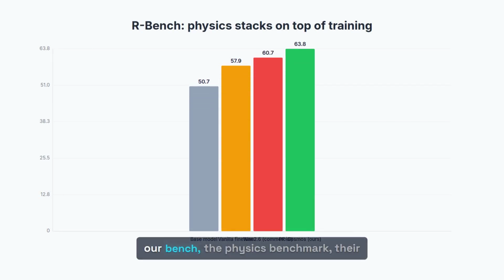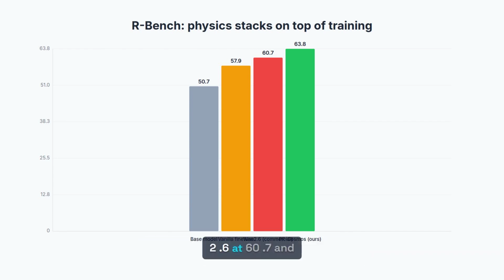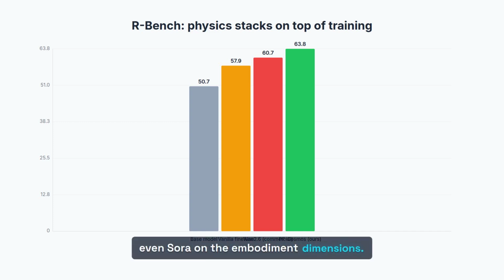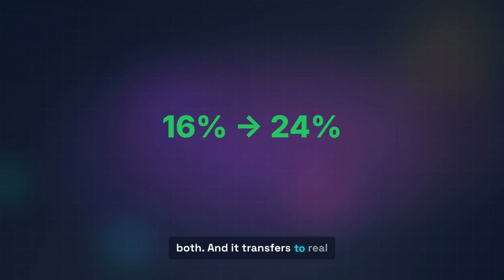The numbers. On the physics benchmark, their PF Cosmos model scores 63.8. That beats the commercial giants, Wan 2.6 at 60.7, and even Sora on the embodiment dimensions. But the real proof is this, compared to the base model, plus 11.3. And compared to vanilla robot fine-tuning, plus 4.1. The physics losses stack on top of normal training. You're not trading visual quality for physics, you get both, and it transfers to real control.